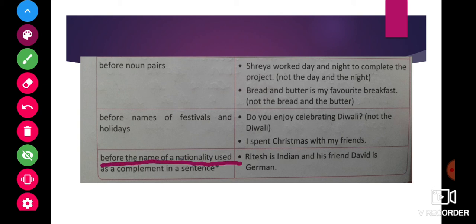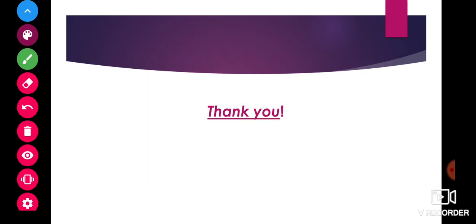Before the names of nationality used as a complement in a sentence. Ritesh is Indian and his friend David is German. So we do not use the before the nationalities, which will be wrong if we use the. That's all, students.